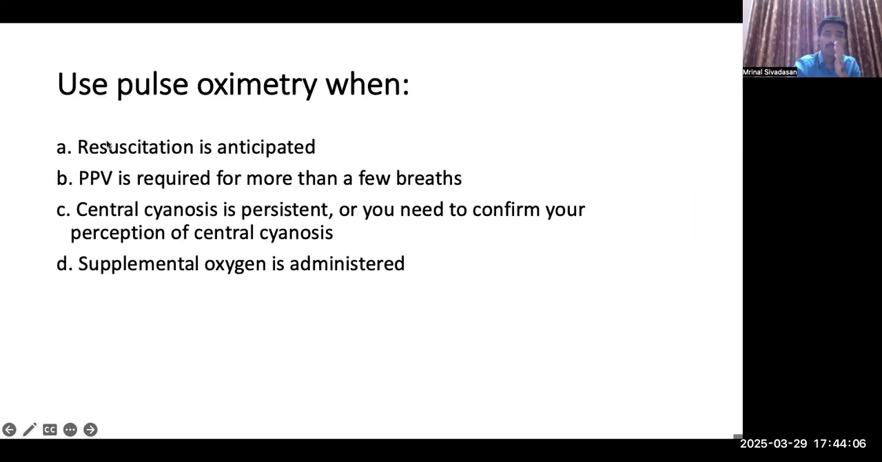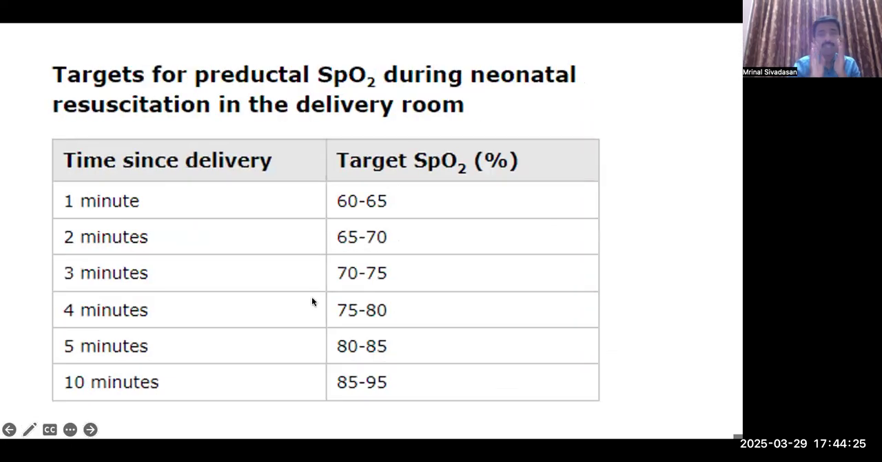Now, use the pulse oximeter. When resuscitation is anticipated, you should keep the pulse oximeter ready. If positive pressure ventilation is required for more than a few breaths, you connect the pulse oximeter. Also when central cyanosis is persistent and you need to confirm your perception of central cyanosis, and when you use supplemental oxygen. So these are the indications of the pulse oximeter.